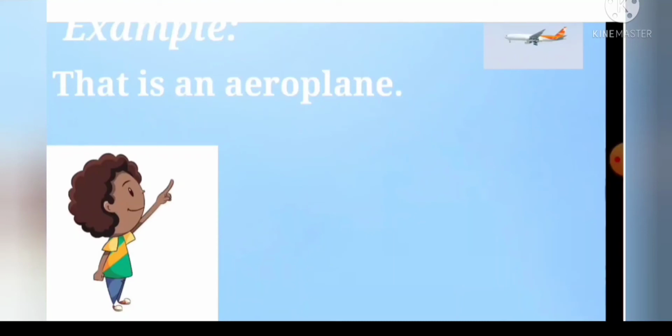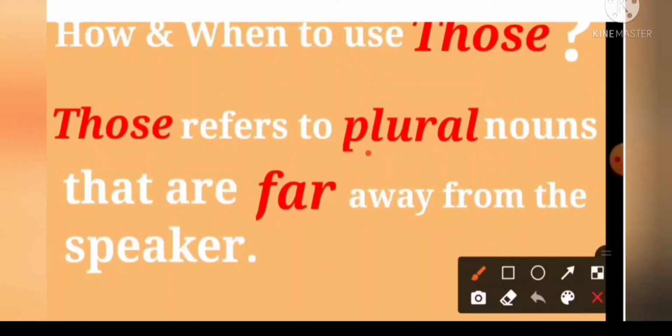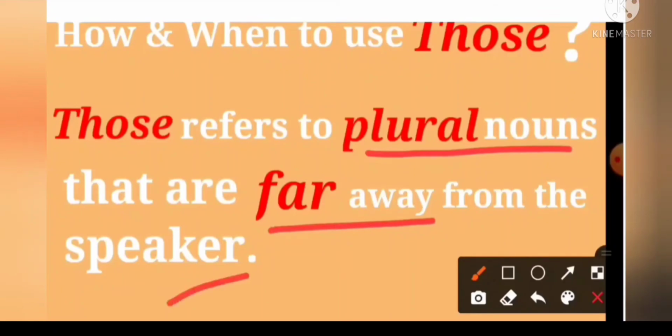That is an aeroplane. How and when to use those. Now let us understand how and when to use demonstrative determiner those. Those refers to plural nouns that are far away from the speaker. Unlike demonstrative determiner that, which is used to refer to singular noun, those is used to refer to plural nouns which are far away from the speaker.